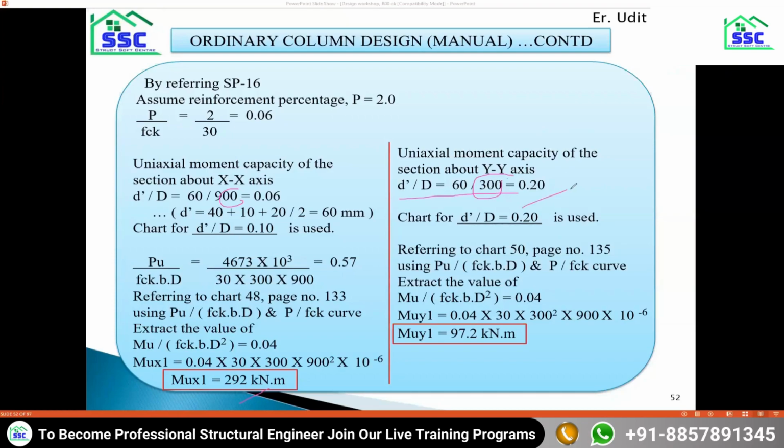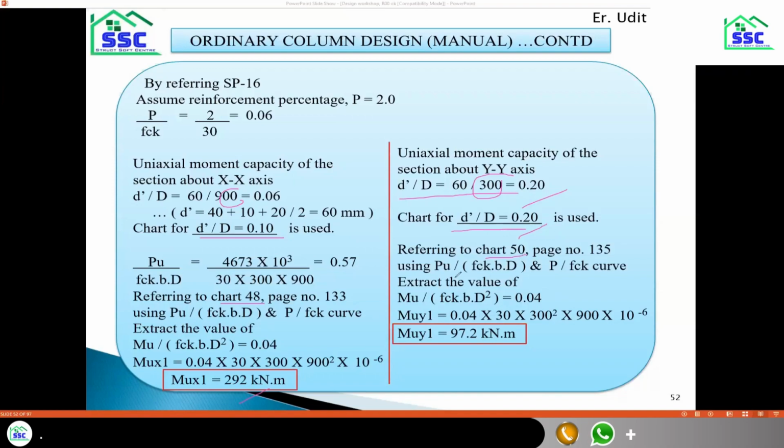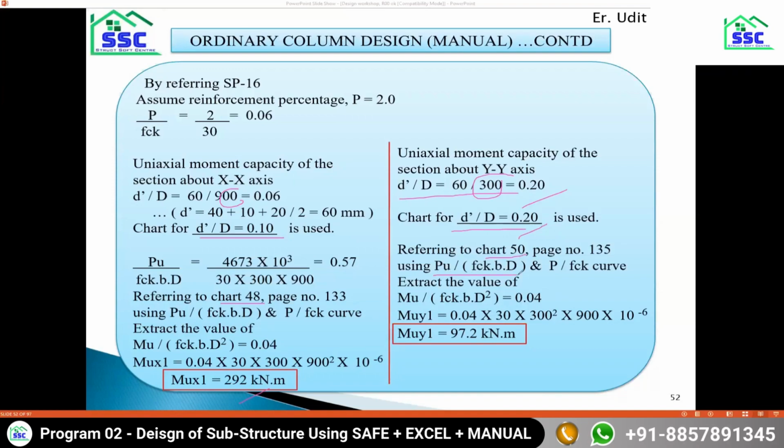d dash by d comes out to be 0.2. Now in SP16 we have a chart for this value of d dash by d, which is chart number 50. Here it was chart number 48 for d dash by d equal to 0.1. For d dash by d 0.2, the chart changes. It is chart 50. And if you find out Pu by fck bD, which is the same, my friends, Pu by fck bD will not change.